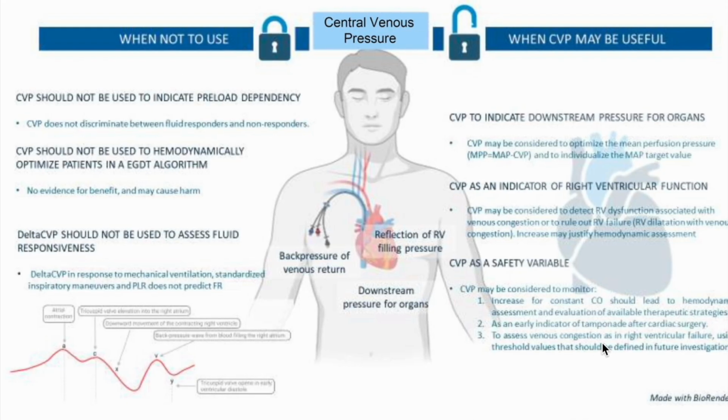And to summarize how to use CVP, when not to use it: it should not be used to predict fluid responsiveness, the preload dependency, or for hemodynamic optimization like that. What you should use it for is as a downstream pressure for organ perfusion, an indicator of right ventricular function, and as a safety variable.